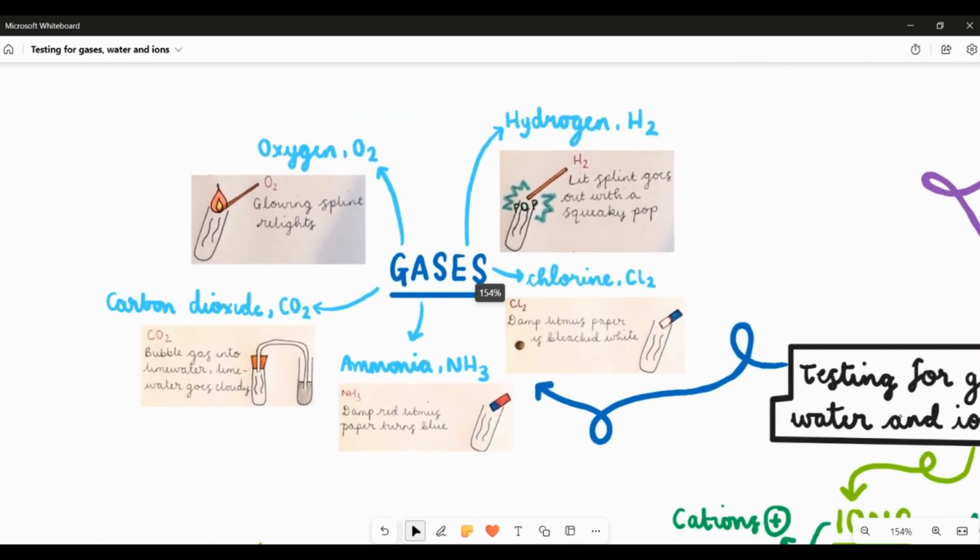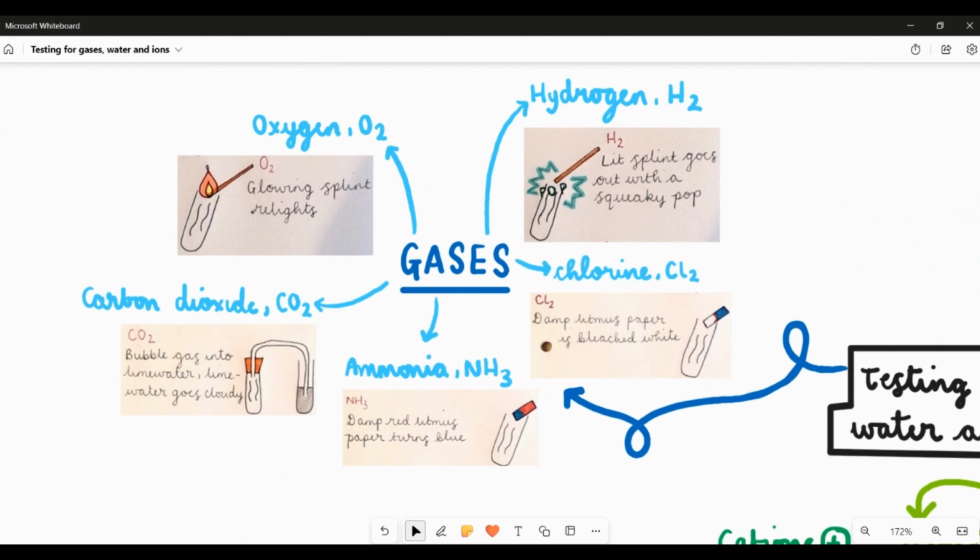Starting with our tests for the 5 different gases listed here. These are the gases that you need to know how to test for in various GCSE specifications. Please make sure that you check your specification to make sure that you know which gases you need to be able to test for. So on here I have included the test for hydrogen gas, H2, oxygen, O2, carbon dioxide, CO2, ammonia, NH3, and chlorine, Cl2.